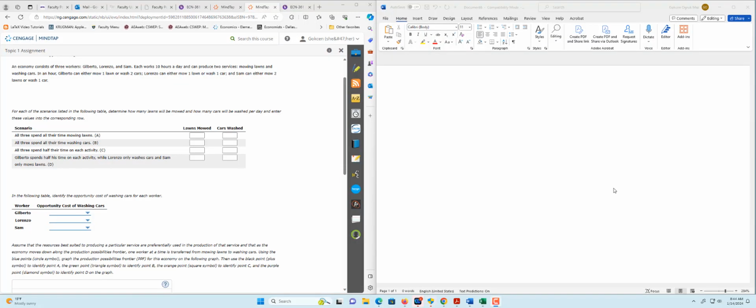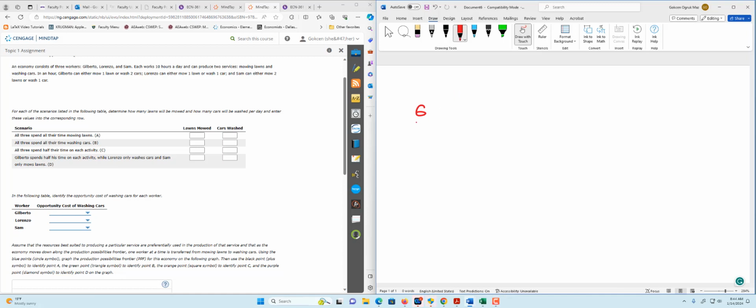Based on the feedback I received, I would like to share the solution of this problem. So we have an economy consisting of 3 workers: Gilberto, Lorenzo, and Sam. We have lawns and cars, and they have 10 hours a day. Gilberto either mows 1 lawn or washes 2 cars, Lorenzo 1 lawn and 1 car, and Sam 2 lawns and 1 car. So we need to find different points based on the resources that we distribute. Our resource is the labor hours.